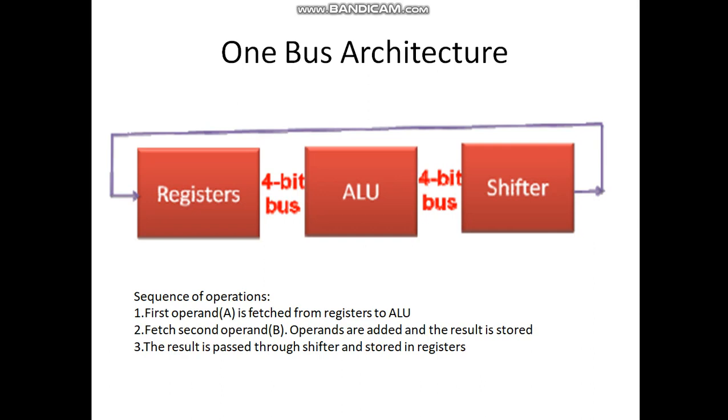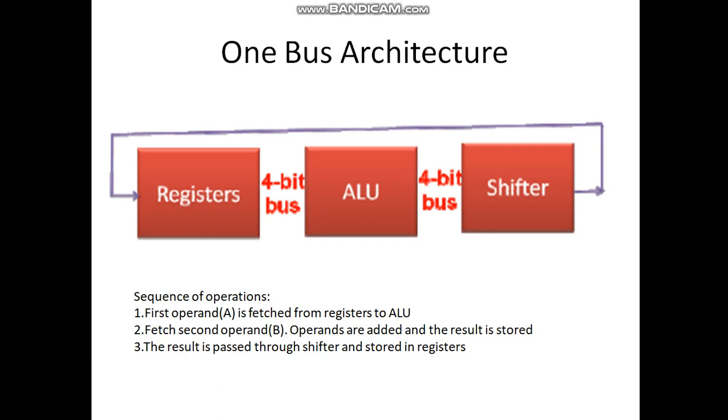Let us look into the different ways in which the data path can be designed. Here in the block diagram, you find ALU, shifter and registers. These registers are used for temporary storage of data. ALU is used for performing all arithmetic and logical operations. Shifter is used to perform shift operation, that may be either left shift or right shift.